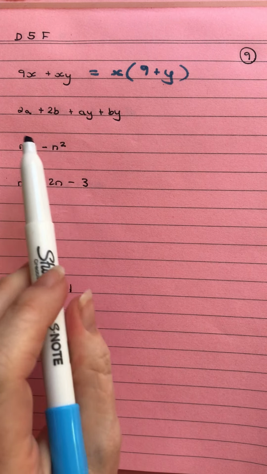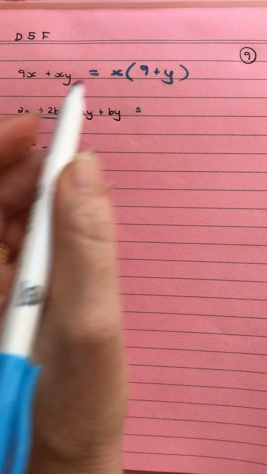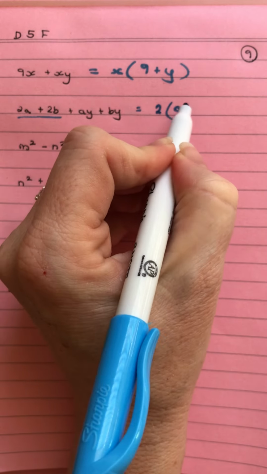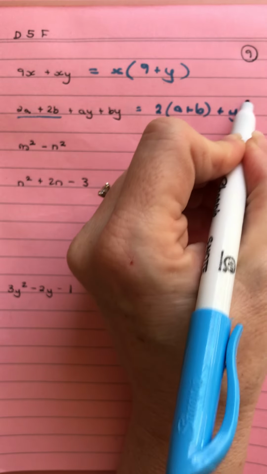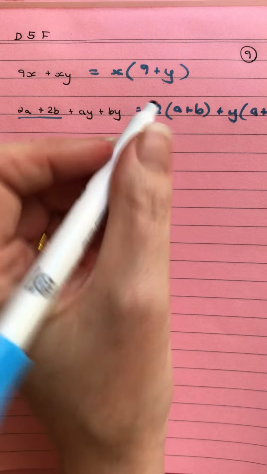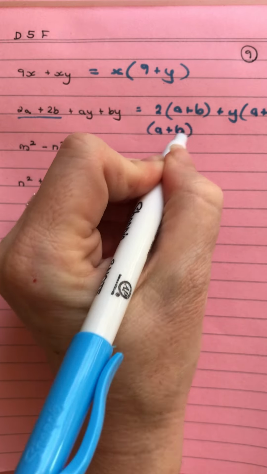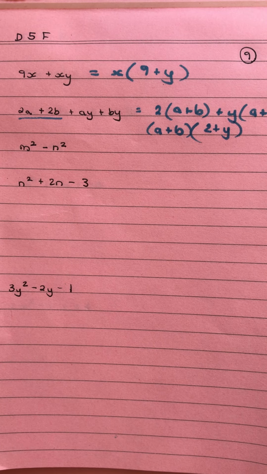The second one, we're using our grouping method, so we look at the first two terms, and they have a common factor of 2 outside of a plus b. And then the second two terms have a common factor of y outside of a plus b. We can now see that those two have a common bracket of a plus b. That can go out the front, and inside the second bracket goes the 2 plus y.